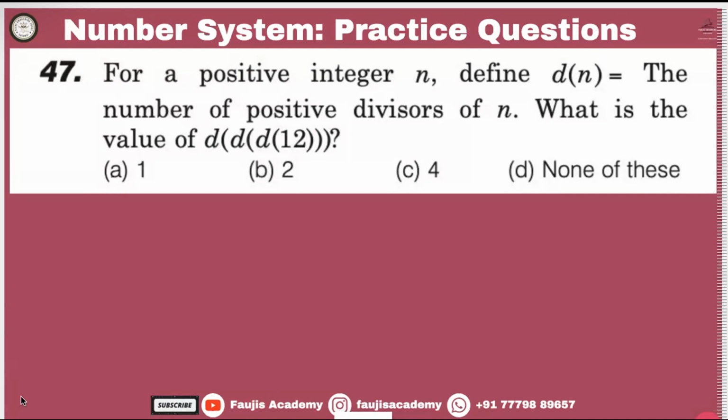Yes, guys. Any breakthrough? What do we mean by positive divisors of n? Positive divisors of n means nothing but the number of factors. That's it. And how do we find the number of factors? Let us say this number is 120. That means 12 into 10, that means 4 into 3 into 2 into 5.